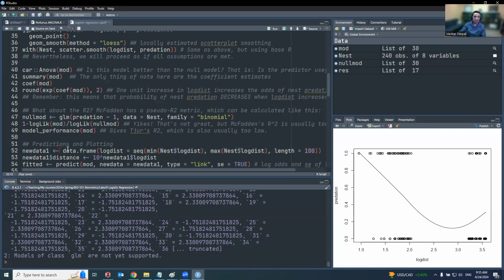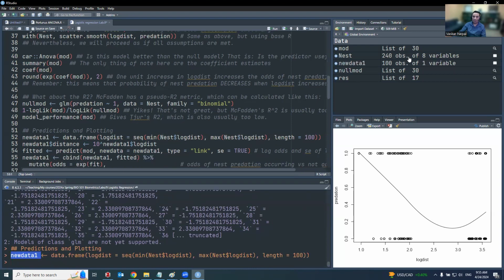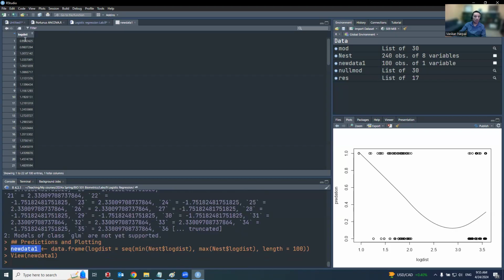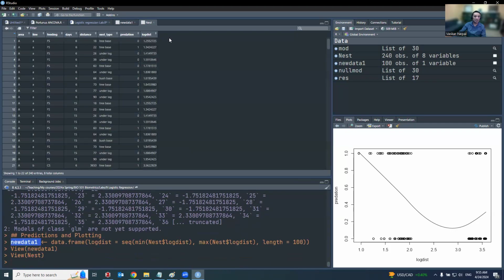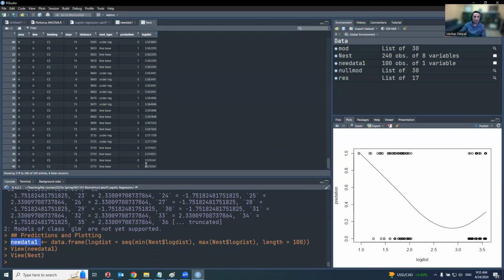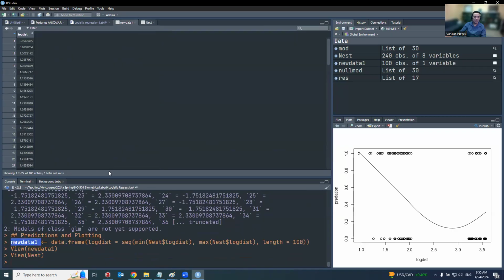Okay, so let's create this, and then we can look at it a little bit more. So we create new data. If we look at new data, it has one column. The lowest value is 0.954. Let's look at our actual data. Yes, the lowest is 0.954. That's what we started with. And the highest is 3.576. So that's what we should have here also, 3.576. And between that, we create 100 values.